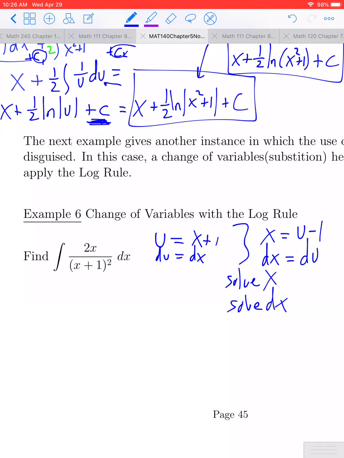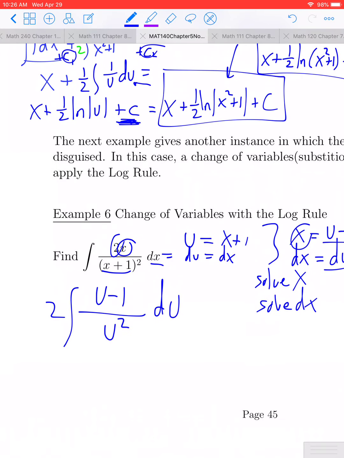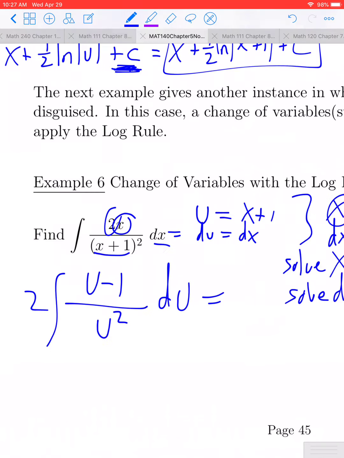With this substitution, here's what we're going to get. We're going to have the antiderivative of, first of all, the 2 I could factor out, constant multiple rule. Wherever I see an x, I can put u minus 1. Our dx I can swap out for du. And then u was x plus 1, so this is now u squared. So we were able to get the substitution to work.